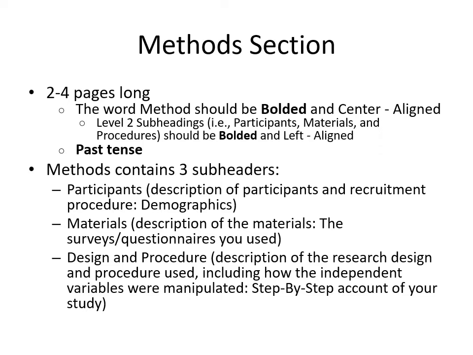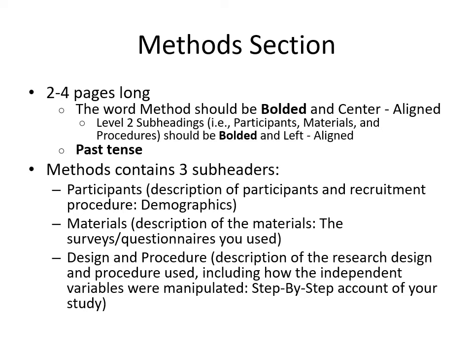And again, what I really want to stress here is that when we're talking about the actual section itself, the title should be Method. It should be bolded and center aligned. And then level 2 subheadings will be Participants, Materials, and Procedures. These should be bolded and left aligned. Everything in the method section should be in the past tense.